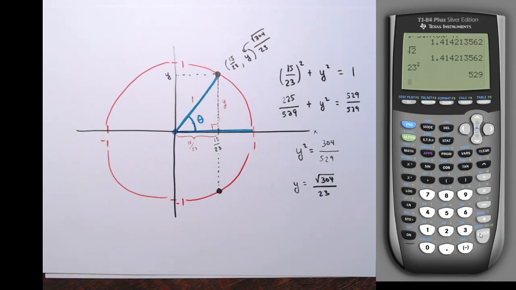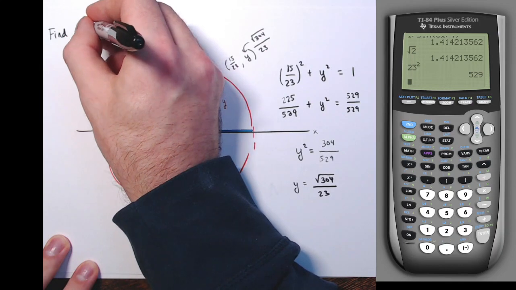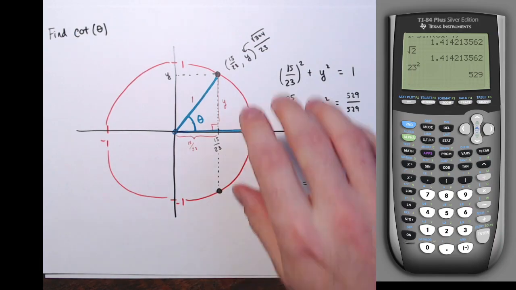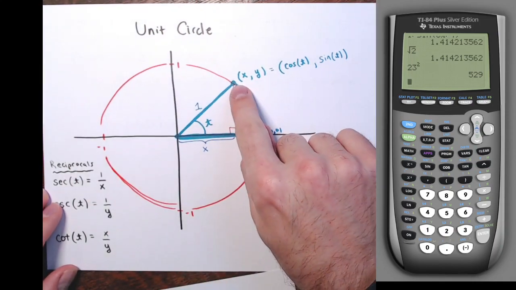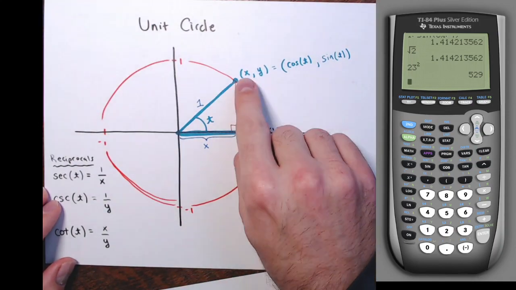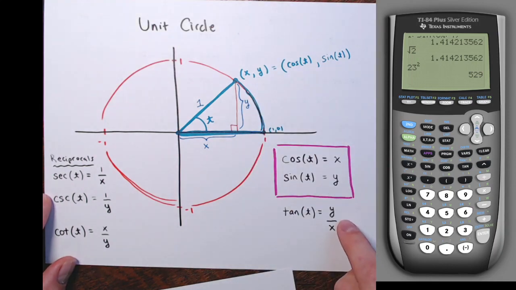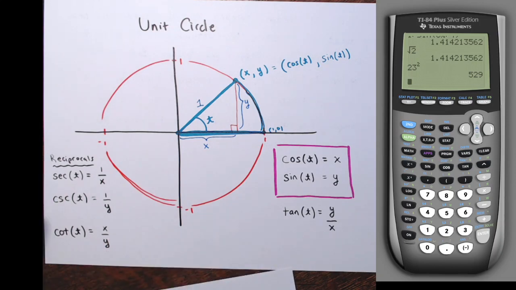All right, now we're asked to find the cotangent of theta. Now, if you recall from earlier, I drew this picture at the very beginning of the video. If you're stopping at a point on the unit circle, the x-coordinate of that point is the cosine. The y-coordinate of that point is the sine. And the y divided by the x is the tangent, meaning that the x-coordinate divided by the y-coordinate on the unit circle here is the cotangent.